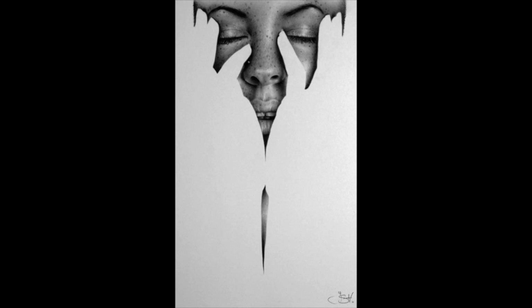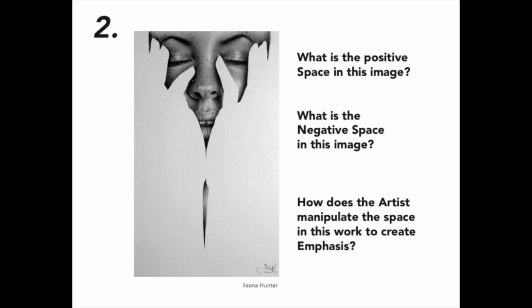The next work of art we're going to be looking at is a drawing. I'd like us to answer similar questions to what we did in painting number 1. So, first, I would like you to write down, what is the positive space in this image? Please identify the main object in this drawing and write down your answer now. The next question is, what is the negative space in this image? Please identify the space that surrounds the main object in this drawing and write that down as negative space.